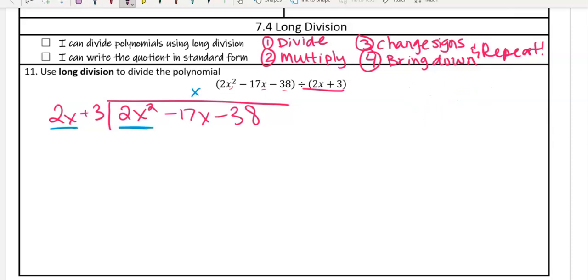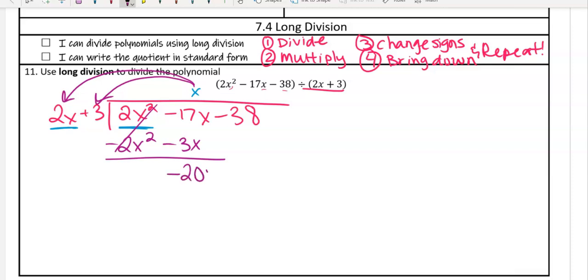Now we're going to go into multiplying. So that x times 2x is going to bring us right back to 2x squared. And then x times 3 is going to be 3x. This is where we change the sign. So we have a negative and a negative now. 2x squared minus 2x squared, that should cancel out. Negative 17x and negative 3x will get us 17, 18, 19, 20. So negative 20x. Bring down that negative 38.